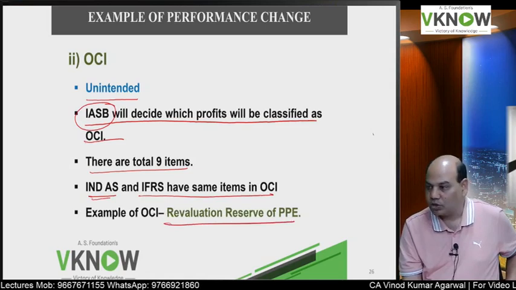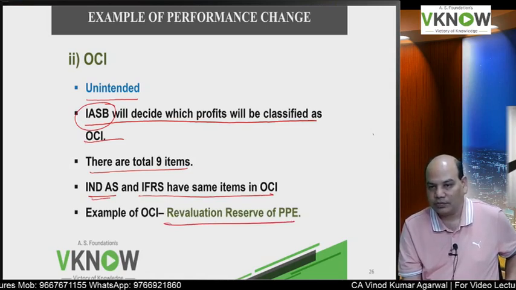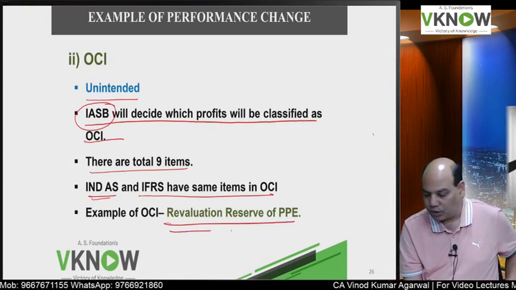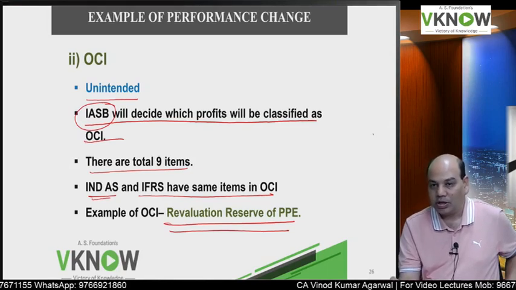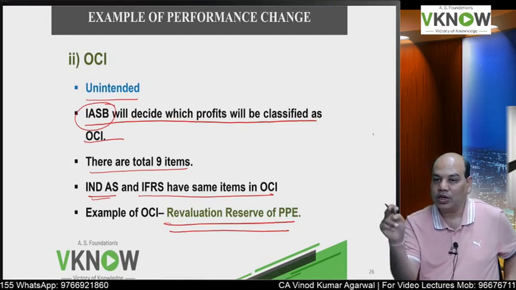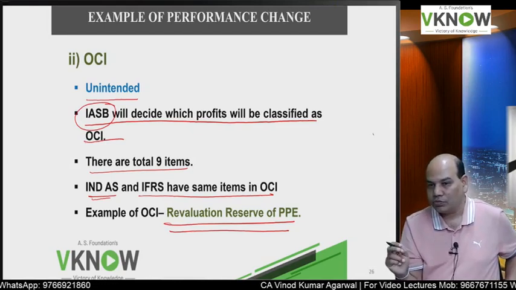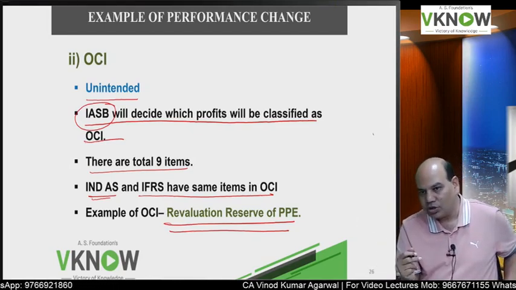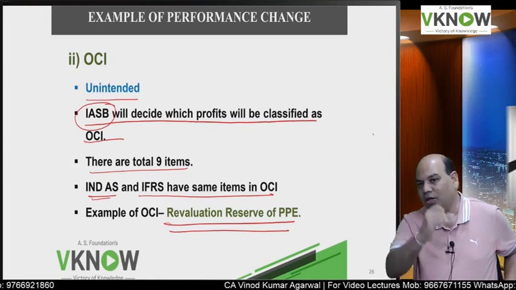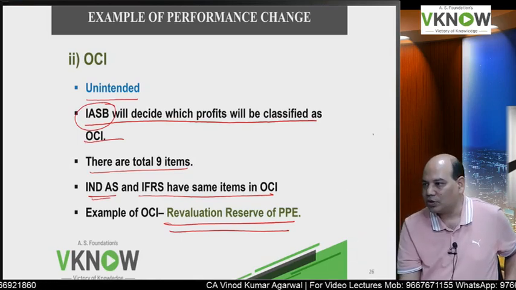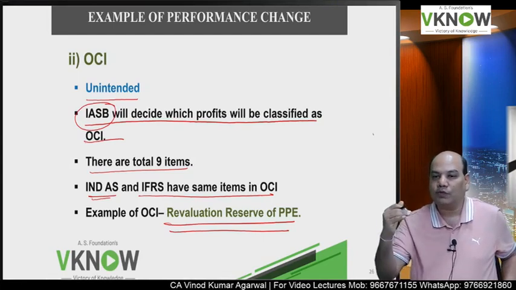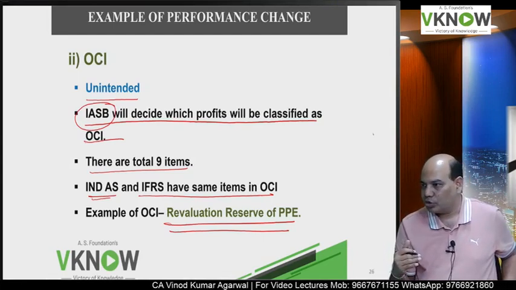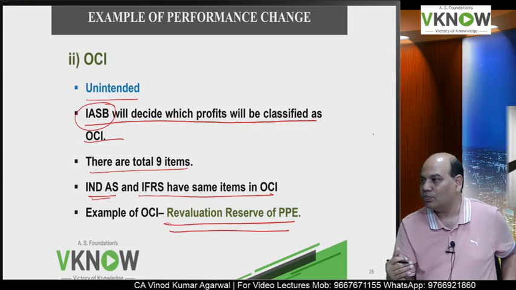An example of an OCI item is revaluation reserve, which you know. I have given such an example which you already know, but in the intermediate accounting standard we used to directly write in reserve and surplus. Here first we will present in OCI and then we will also present in the statement of changes in equity, so that the users will get to know the total performance change, the total change in net worth due to performance.